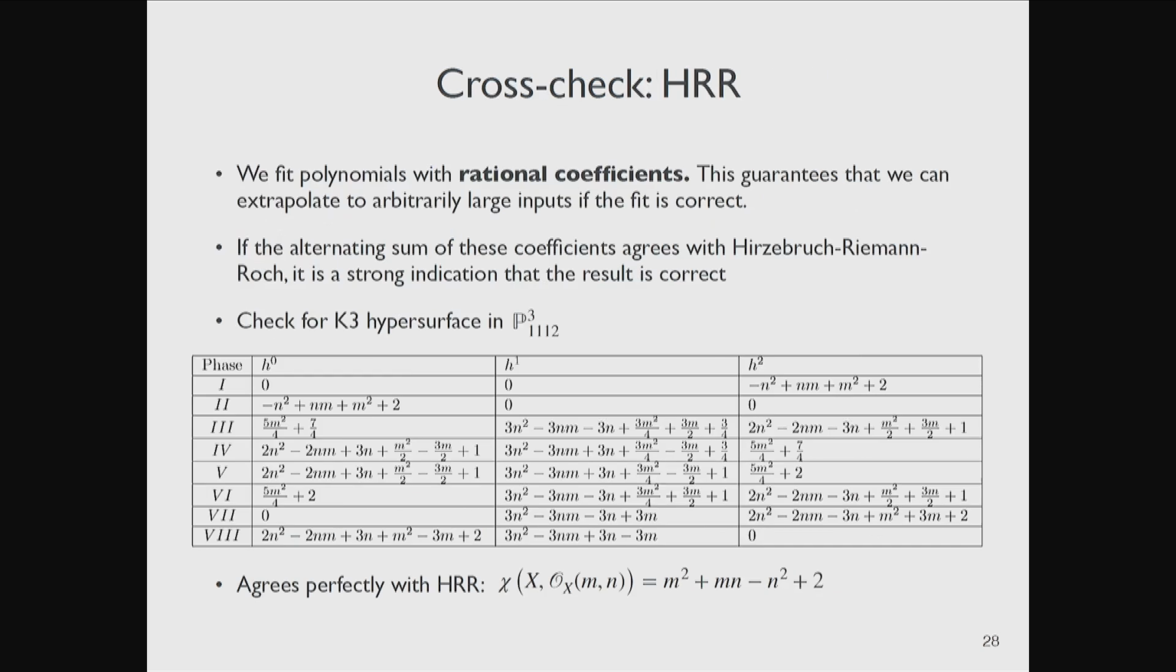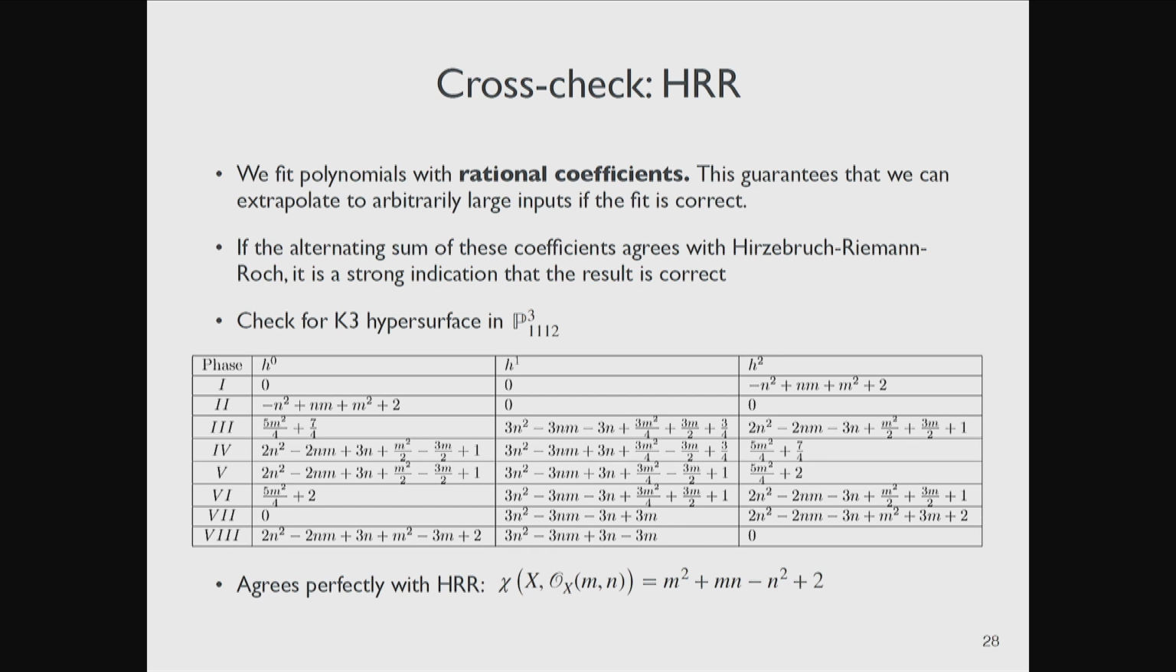Okay, so what we did is then we fitted polynomials with rational coefficients. This is important if you want to extrapolate the data. If this is just some float number, then for large values of the input integers, you will reproduce non-integral outputs. And clearly, if you fit the wrong rational number, then this is also bad. So it's good to perform a consistency check. You actually compute the alternating sum of the cohomology groups and check this with the Hirzebruch-Riemann-Roch result. And when this works nicely, it's a strong indication that the result is correct.